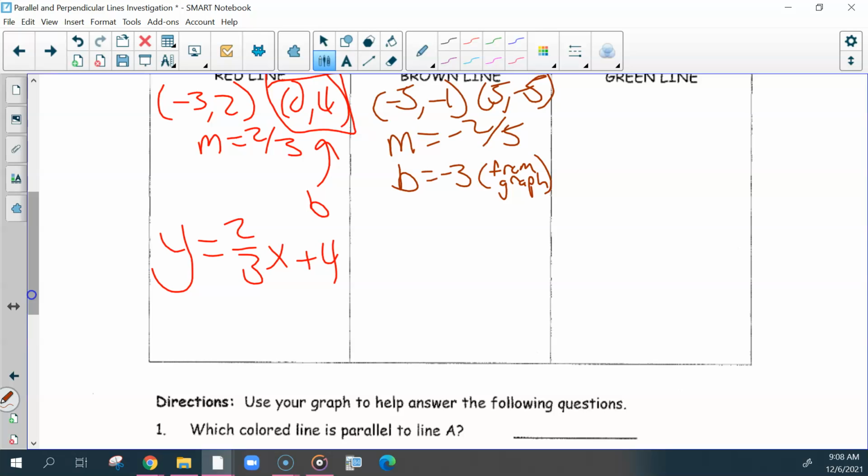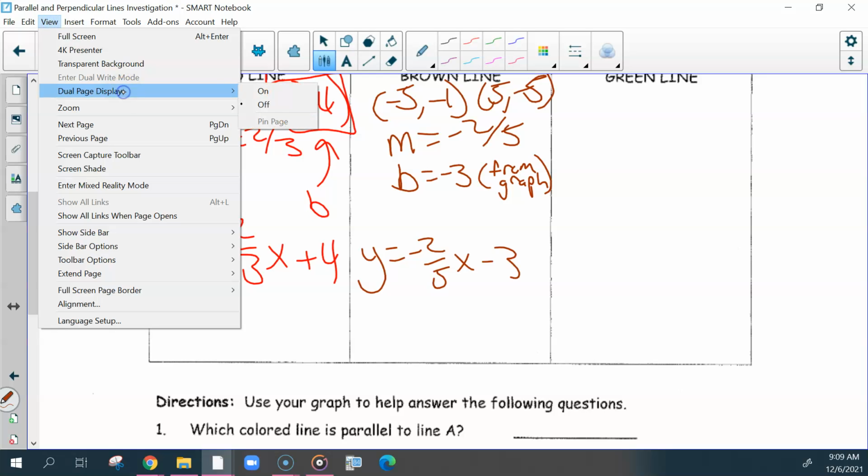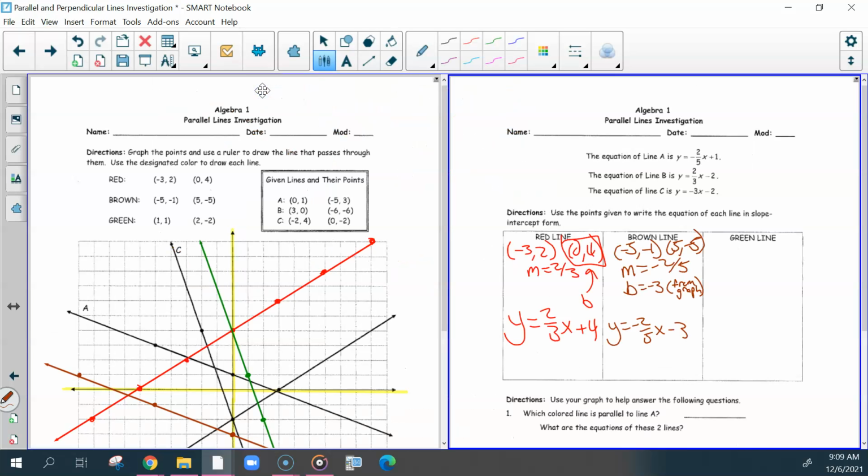If you did use point slope to find your y-intercept, that's also fine. But now we can say this equation is y equals -2/5x minus 3. Okay. And then we're going to do the same thing for the green line. The green line's points were 1, 1 and 2, -2.